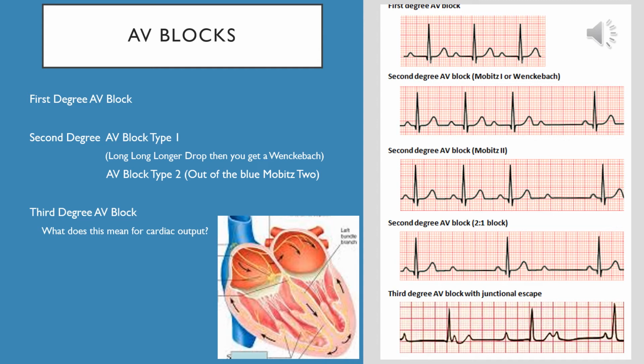So you can see that there are varying levels of seriousness on these AV blocks, going from bad to worse, but all of these need evaluation by cardiology.